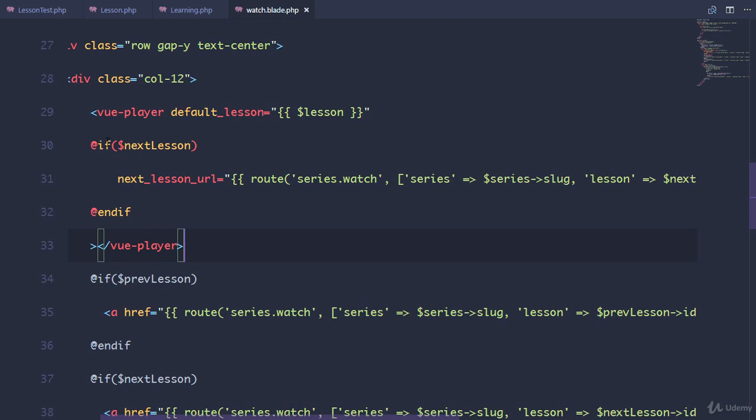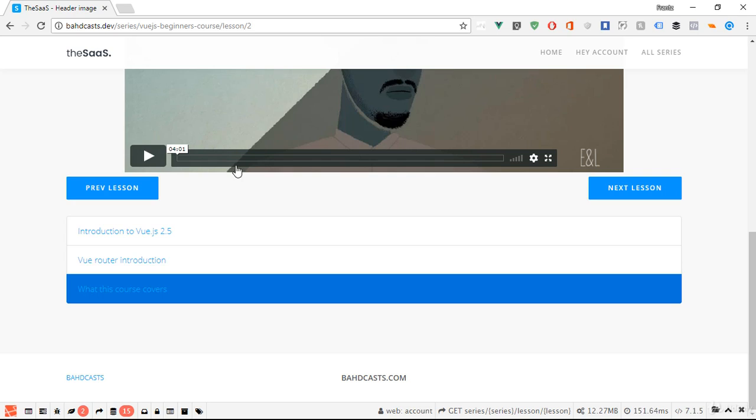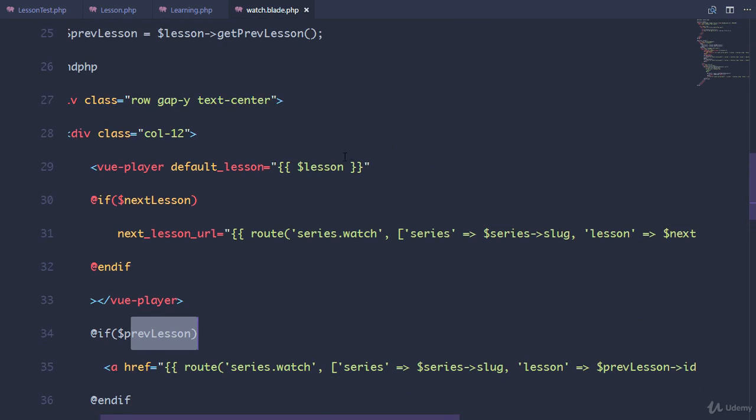Remember, the way we know if it's the last series is simply by checking if that next lesson is null, and the same thing with the previous lesson. We're just checking if it's null. But this time around, we've refactored our methods and they would never return null. Therefore, these methods would always show the next and previous buttons no matter the lesson that we are viewing. So let's simply change this.